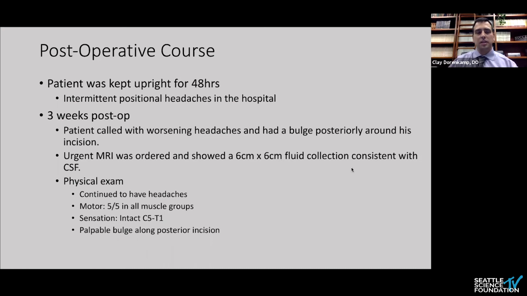The patient at this point was kept upright for 48 hours. He had intermittent positional headaches while he was in the hospital, and he was discharged.